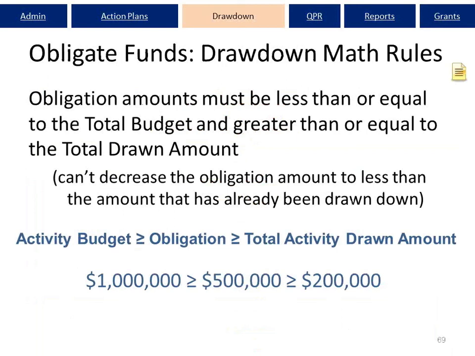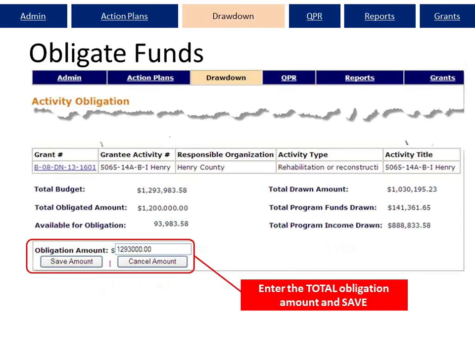The basic rules we've got for obligations are that the obligations are going to be anything from the activity budget down to the amount of the already existing draw. So you can edit your obligations up and edit them down. The screen is pretty simple. It used to show just total drawn, because draws and obligations used to only be affected by grant funds in DRGR. Now it also is affected by your program income.